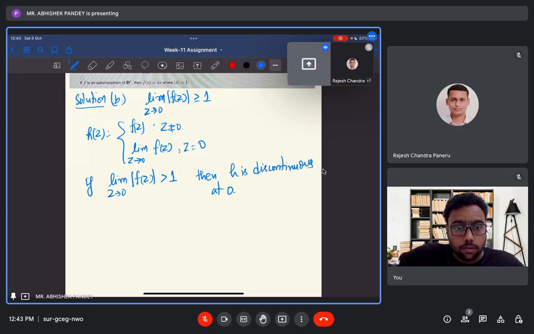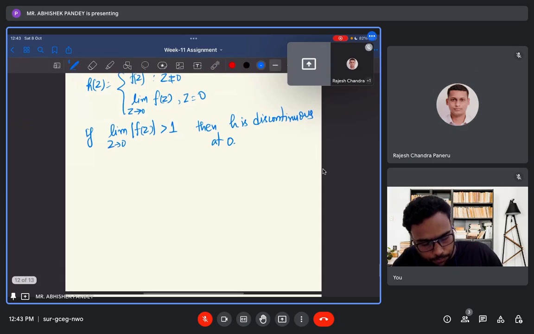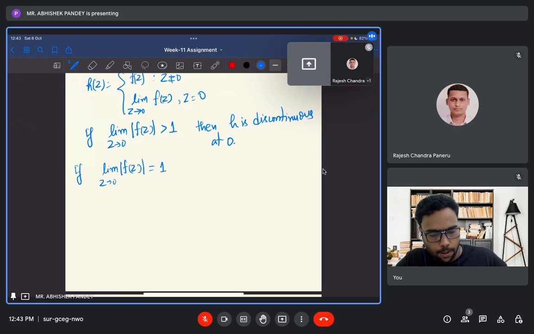This one is clear? Basically you have a point in the unit disk which is converging to 0, and this mod of f(z) also belongs to the unit disk only. So the converging point modulus cannot be greater than 1. It will be discontinuous. Okay? Yes, sir. Got it. And now if the limit as z tends to 0, mod of f(z) is basically 1.